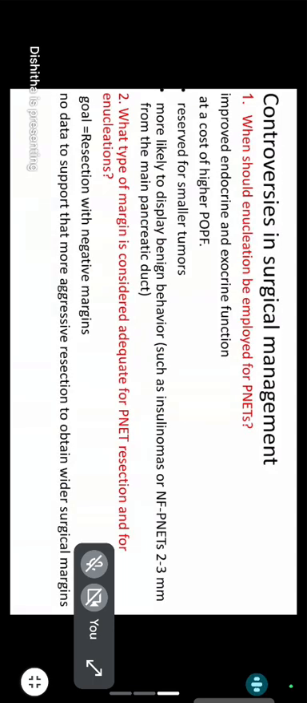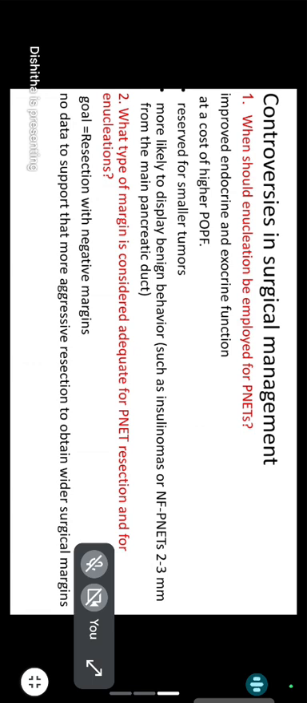What are the various controversies we come across in the surgical management? One, when should enucleation be employed in PNET? Enucleation is used when we want to preserve the endocrine and exocrine function. In that case, we want to do a parenchyma-sparing surgery, but it also comes with the cost of higher post-operative pancreatic fistula. So it is reserved for very small tumors and tumors which are more likely to display a benign behavior like insulinomas or non-functional PNETs of 2 to 3 mm, which are at least 2 to 3 mm from the main pancreatic duct, so that the chances of POPF are less.